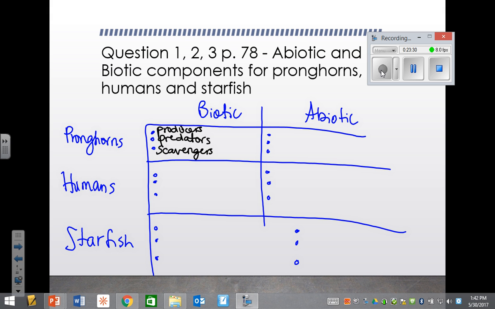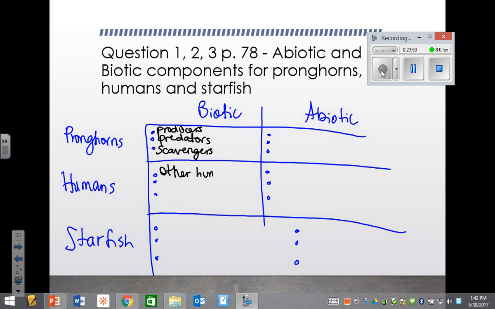Let's move into the biotic category for humans. So we'll do all the biotic ones first. We've already said producers, predators, and scavengers, so let's not repeat them. What are some other different ideas that don't include one of those? Yeah, Logan. Yeah. Other humans.